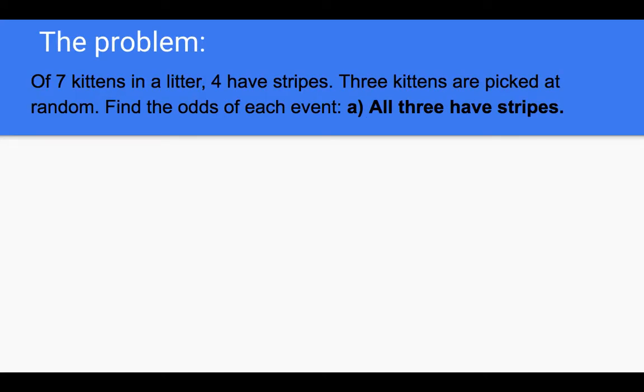Okay, so now for the problem. You have 7 kittens in the litter and you have two different kinds. One kind has stripes, the other one does not. And you're told that you're choosing 3 kittens at random and you have to find the odds for different events. The first of which is this one. All 3 kittens that you have chosen have stripes. So how do you find the odds of this?